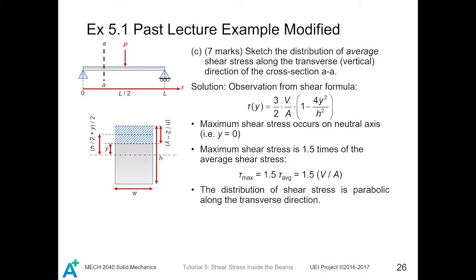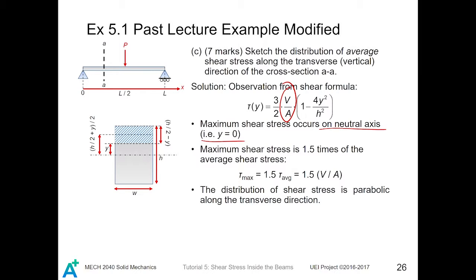So what does that mean? V divided by A is the average shear stress acting on the cross-section. The maximum shear stress occurred on the neutral axis. The reason is that in order to maximize this equation, we want to make this term to be 1, and the only way that we can do that is to make y equal to 0. The magnitude of the maximum shear stress is 1.5 times the average value, as we can observe from this formula.